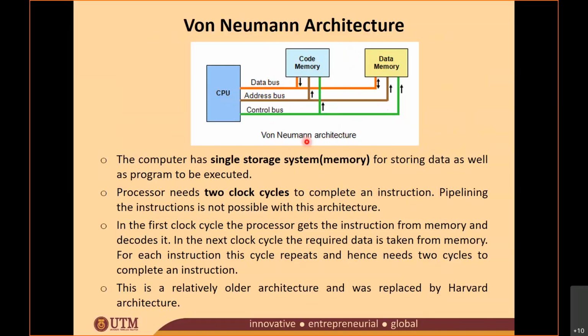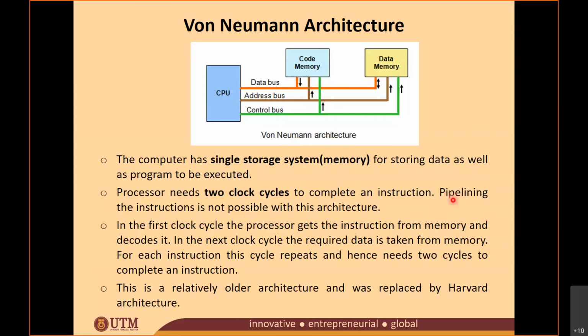Okay, so in this architecture, the processor needs 2 clock cycles to complete an instruction. Okay, so maksudnya kat sini, in order to do the fetch and execute, dia memerlukan 2 clock cycles, in which first dia kena fetch dahulu, that one is for the first cycle lah. And then for the second clock cycle, barulah dia execute. Okay, so pipelining ataupun sometimes we call it multitasking is not possible with this architecture.